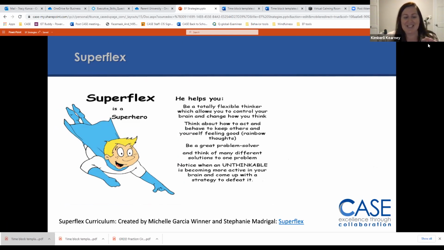So this is kind of a comic book layout. And the main character is Superflex. And we say we all have a Superflex inside of us. Superflex is the hero that helps us to observe what our behaviors are and help to modify them, help us to become more flexible, and help us to become a little bit more socially interactive with our friends.